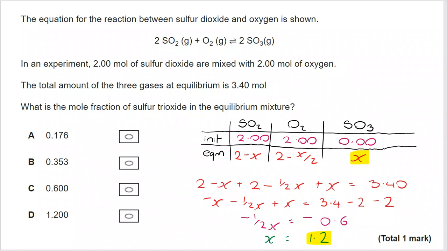But I'm still not at the end of the question yet. Some people might stop and put the answer D. There is still more to go. We want the mole fraction. The mole fraction is going to be 1.2, the number of moles of SO3, divided by 3.4, the total number of moles of gas at equilibrium. When we do that, we get to an answer of 0.353. Correct answer is B.